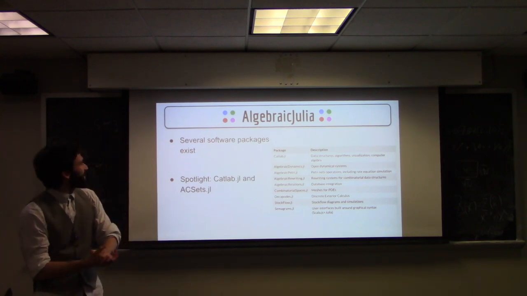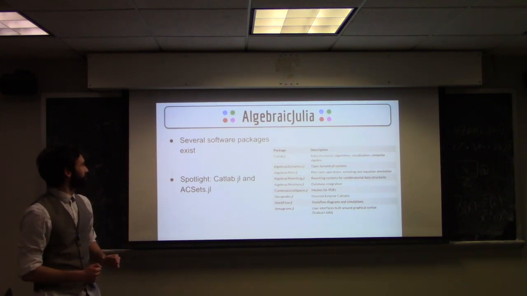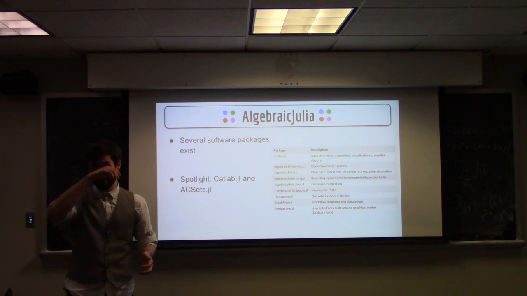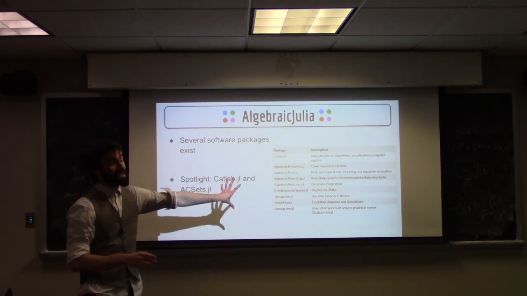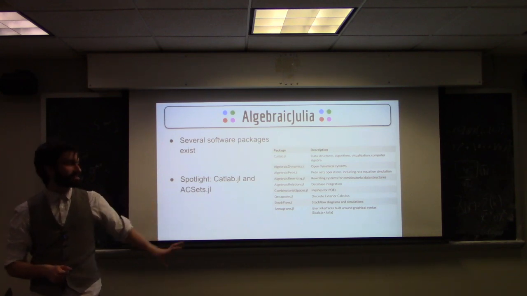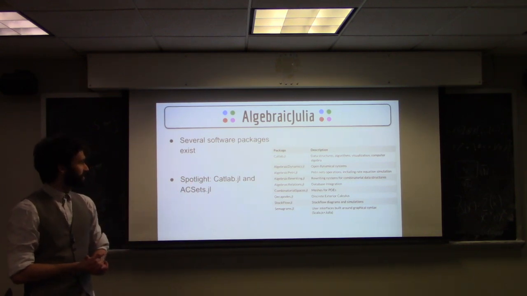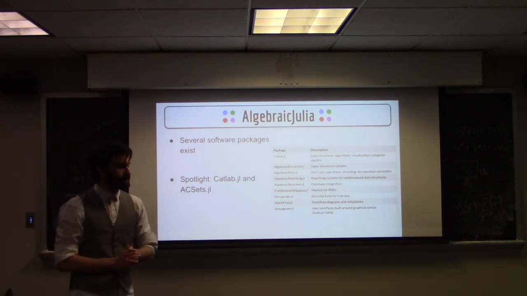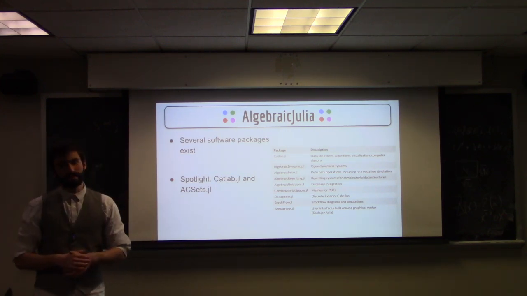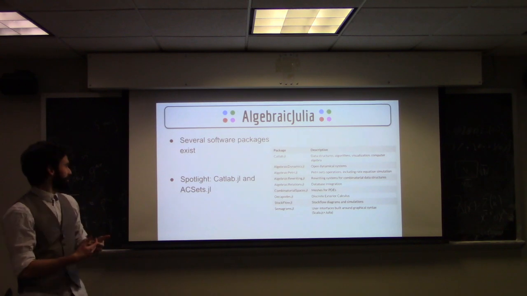And as I was mentioning, this is an open source software stack that consists of a variety of different packages. Shown here is just a quick snapshot. This is not an exhaustive list by any means, but these are a couple different packages that exist within the algebraic Julia ecosystem. And in today's talk, I really want to highlight two in particular, CatLab as well as Attributed C-sets.